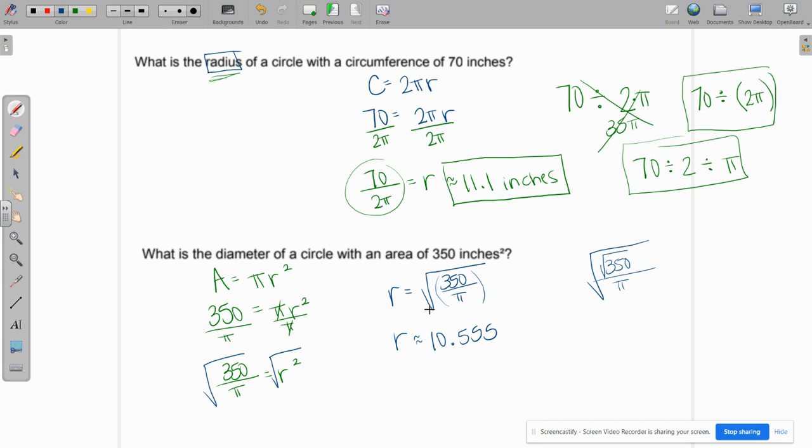Instead of rounding here, I'm going to keep this stored in my calculator, and I know that the diameter is just equal to 2 times that. So in my calculator, I'm just going to hit times 2 to double it, and we should get approximately 21.1 inches. And that would be our diameter.